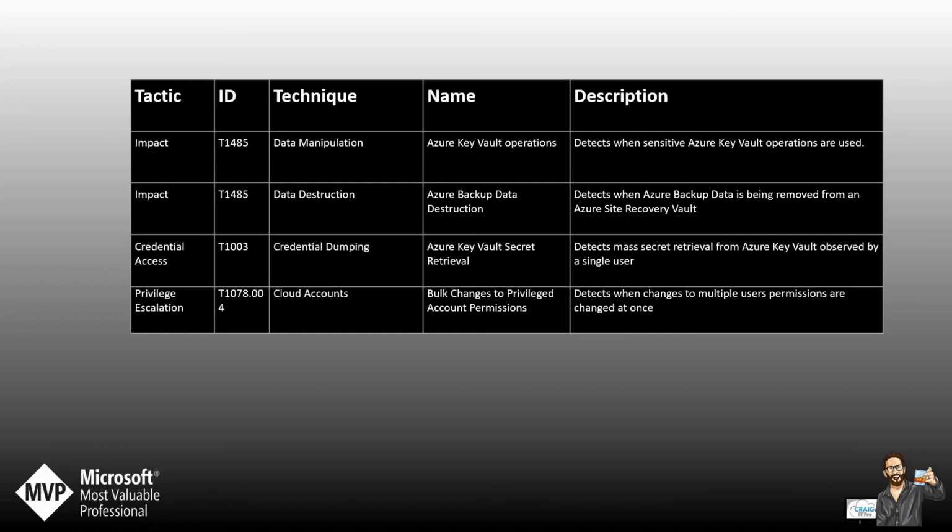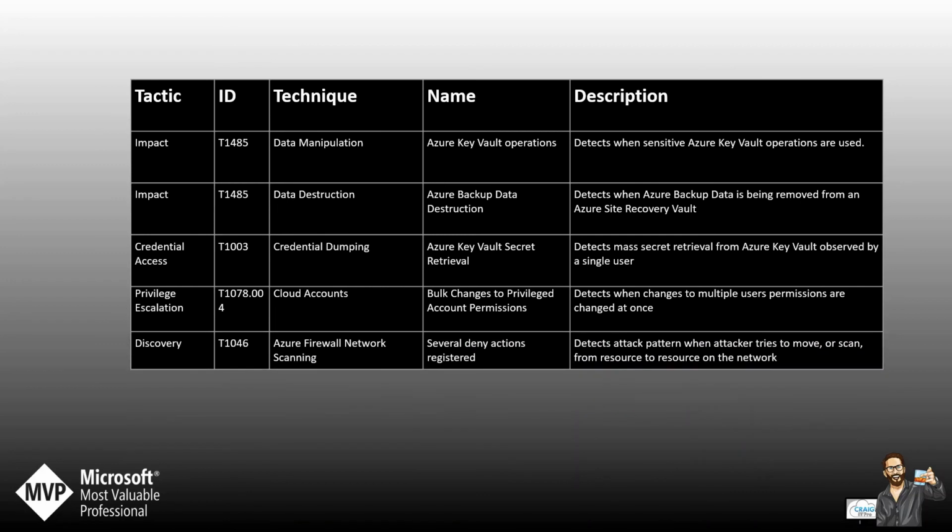And now finally, we have the number 1, in my eyes, again, my personal opinion, the Azure Firewall network scanning. And this is a discovery tactic. I'm not saying that this is the number 1, but it's my favorite and it's last for a reason. This use case would detect patterns for when attackers try to move or scan from resource to resource on a network. So I'd highly suggest, you don't have to take my advice, but you look into these use cases for detecting threats on the Azure platform.